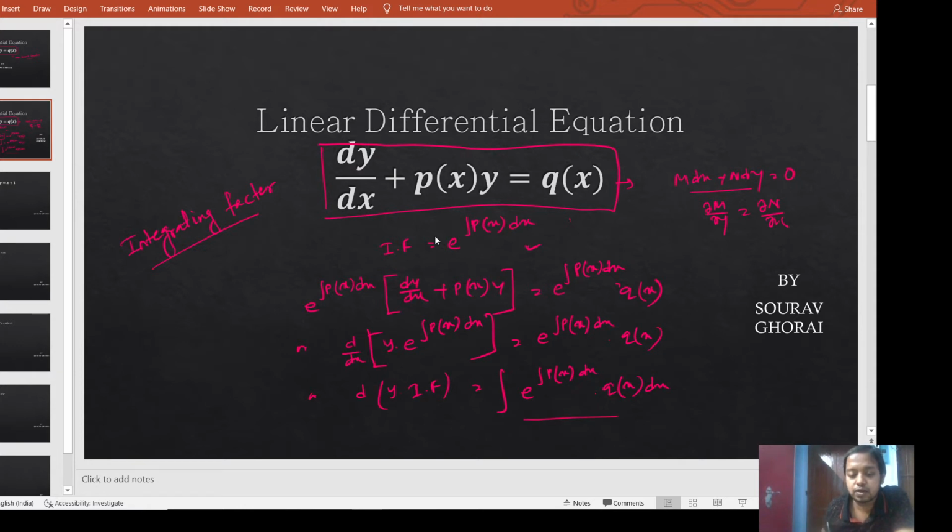We have to solve this one, and from here we will get the answer that y times the integrating factor is equal to the integration of e^(∫p(x)dx) q(x) dx plus c. So this is the form. Here you have to know that after multiplying by the integrating factor, the non-exact equation becomes exact. After multiplying by the integrating factor, the non-exact equation becomes exact.